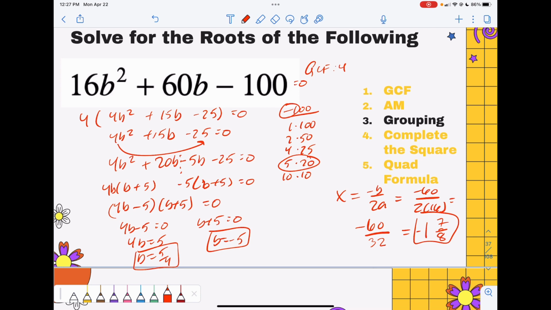But remember, this graph is going to be a smile. The a value is positive. And it's going to be pretty tall and skinny because the a value is positive 16. So it's going to be very skinny. We can see here a y-intercept of -100 indicates that this goes really far in each direction. So that's the end of factoring by grouping. Hopefully this was helpful. Our next method will be completing the square, and that will be our next video.